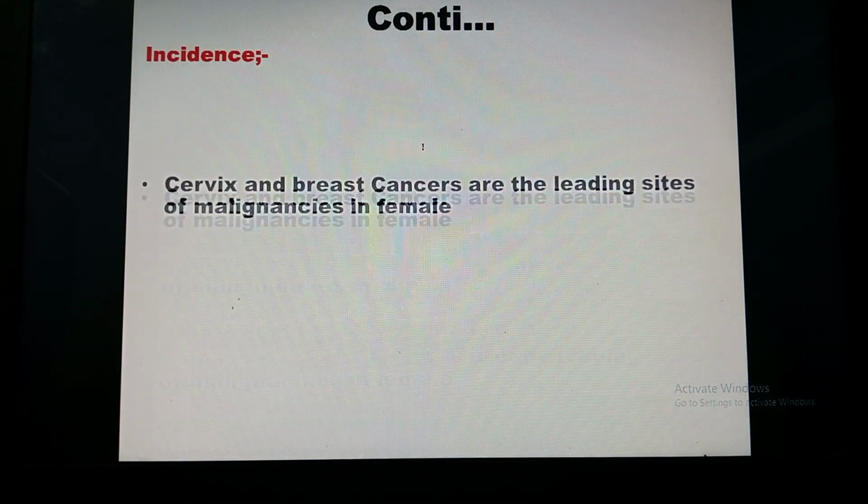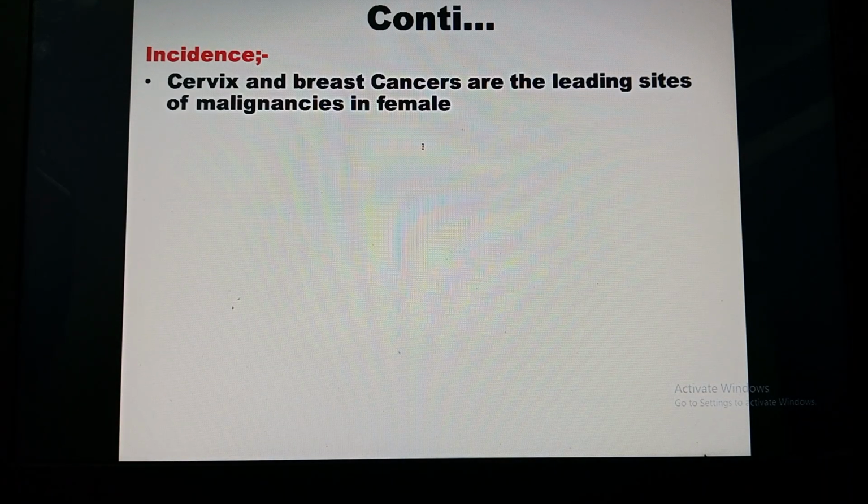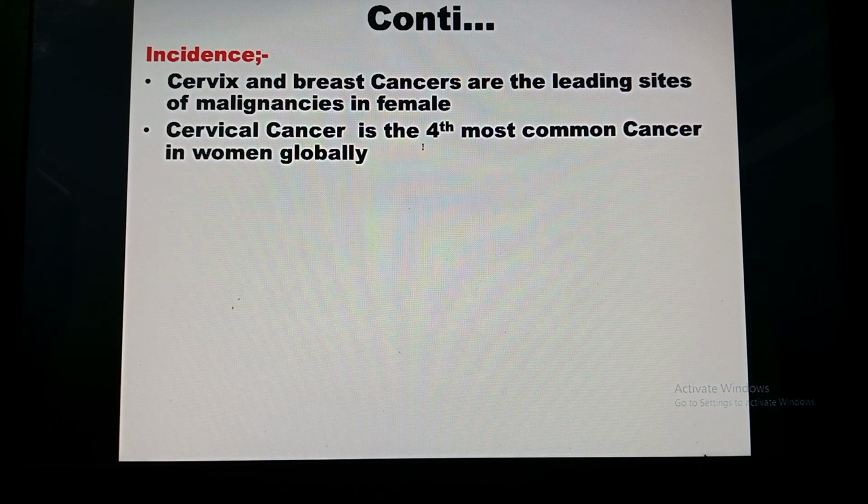So what may be the incidence? Cervix and breast cancers are the leading sites of malignancies in females. Majority of the females will get either cervix cancer or breast cancer, and I too have seen this in a hospital setting. Cervical cancer is the fourth most common cancer in women globally, meaning worldwide it is in fourth place. So you can imagine.